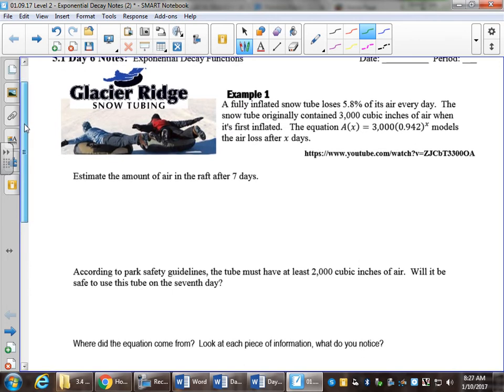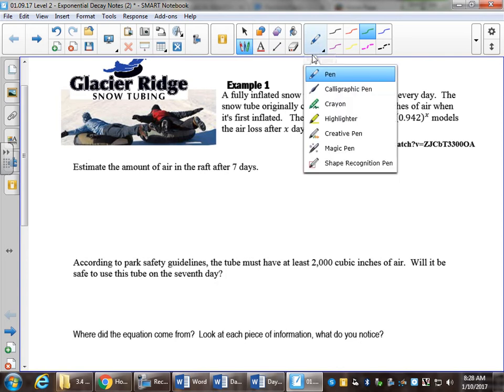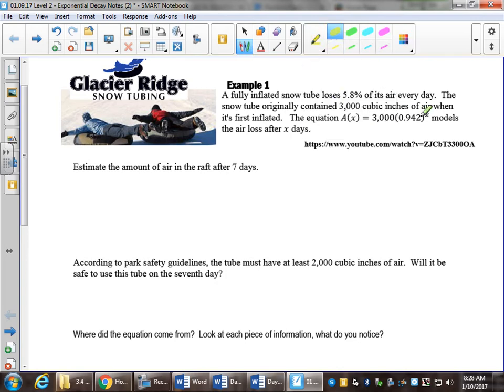A fully inflated snow tube loses 5.8% of its air every day. The snow tube originally contains 3,000 cubic inches of air when it's first inflated. The equation, and as soon as I see that I'm given an equation, I'm going to highlight it, models the air loss, so I'm going to underline that because that's what this entire equation is about, after X days. So we really have to make sure we're comfortable with defining variables, because even if it doesn't ask me to define variables, I expect you to do that.